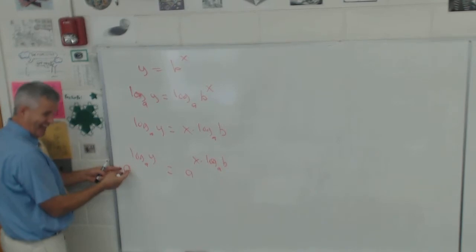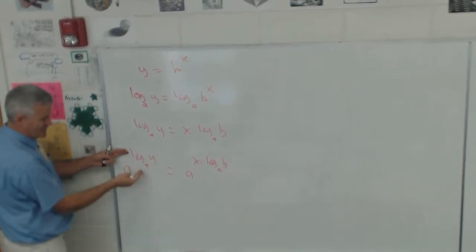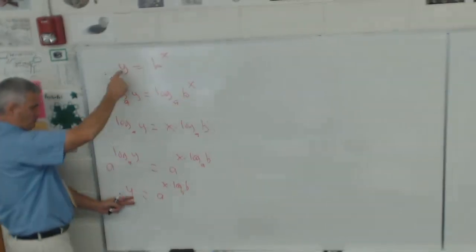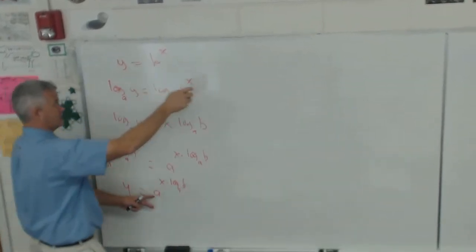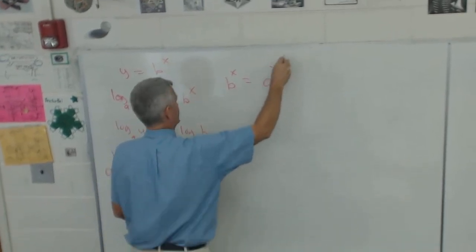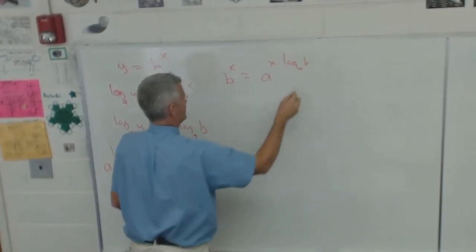What do you get when you take a and you raise it to the power you need to raise a by in order to end up with y? What do you end up with? Y. So y is a to the x log base a of b. So the y's are the same. So there it is. So b to the x is a to the x log base a of b.